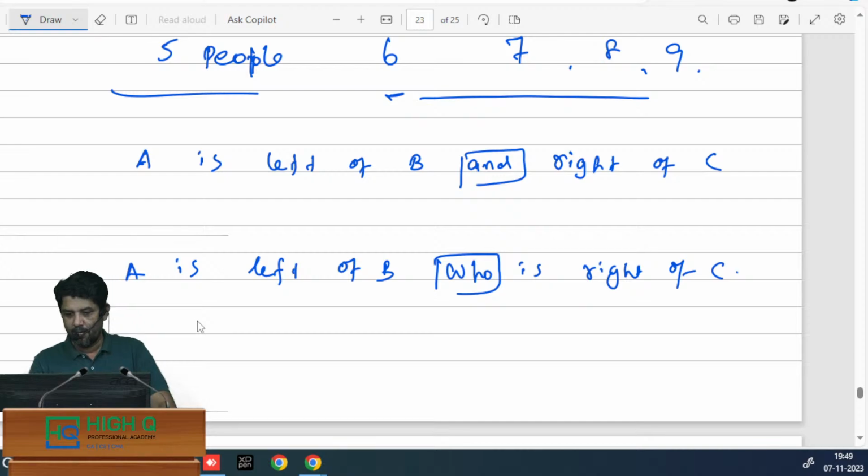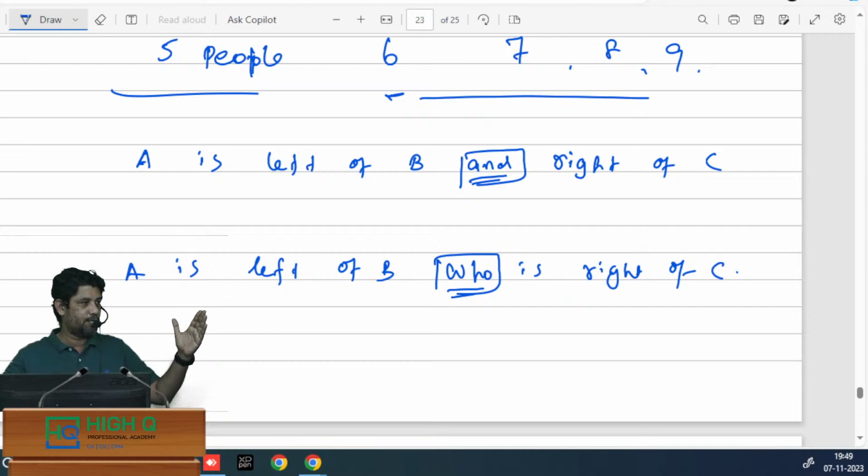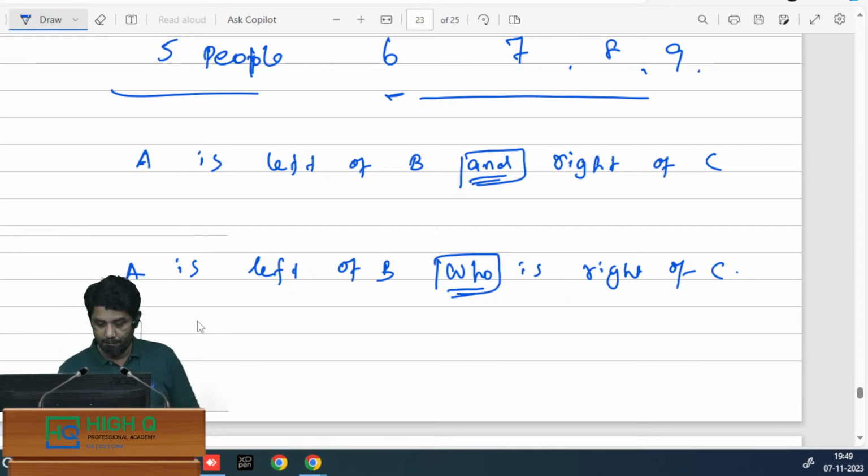All perfect. Okay. Fine. So, A is left of B and right of C. A is left of B, who is right of C. There are 2 different things, my dear. Here, 'and' stands for what? 'Who' stands for what? I'll tell you. It's a combination of 2 statements. What are the 2 statements? Look at this. First one, let me take. A is left of B and right of C. The 2 statements are: A is left of B. This is one statement. The second statement is A is right of C.